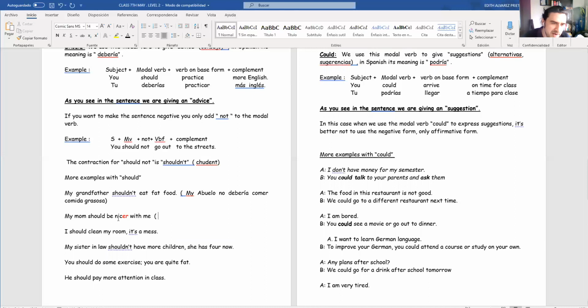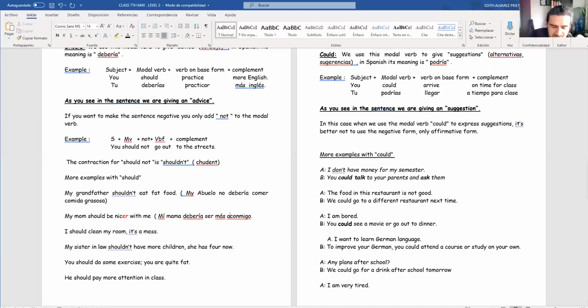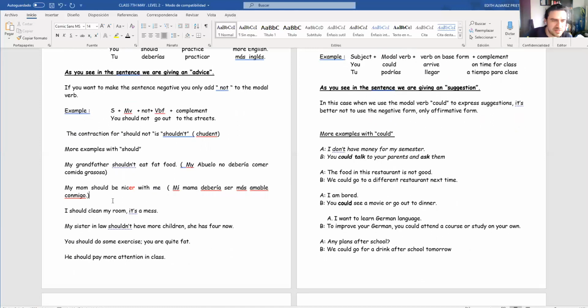Les puse acá un comparative, remember, nicer. Mi mamá debería ser, ¿no? El verbo to be, debería ser más chévere conmigo, ¿listo? La traducción del adjetivo nice, ¿no? Chévere. Ok, no mentira, no, chévere, no, dejémoslo más amable. Like, okay. All right, that will be the meaning in Spanish.